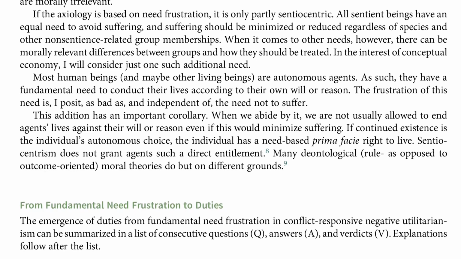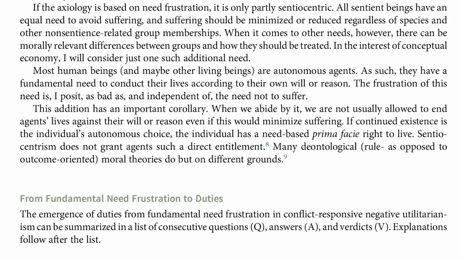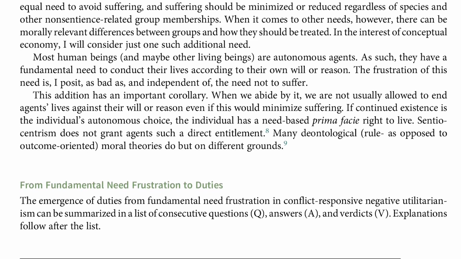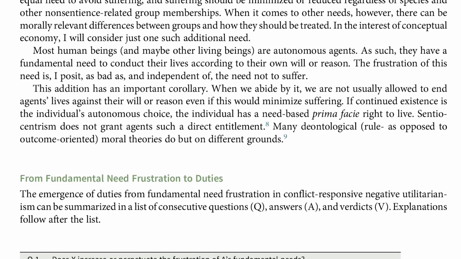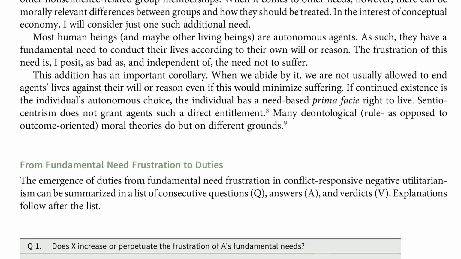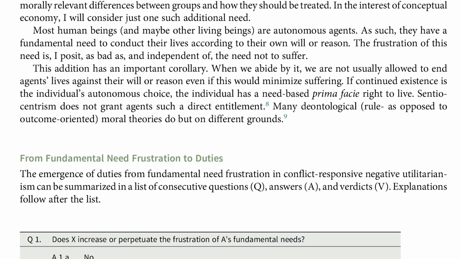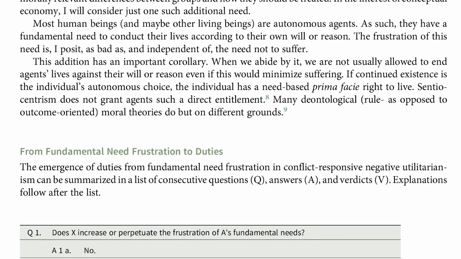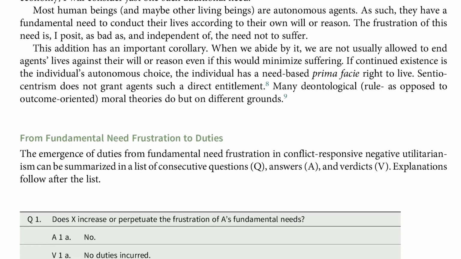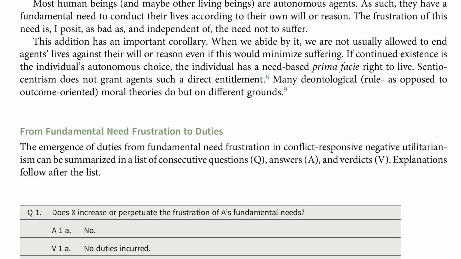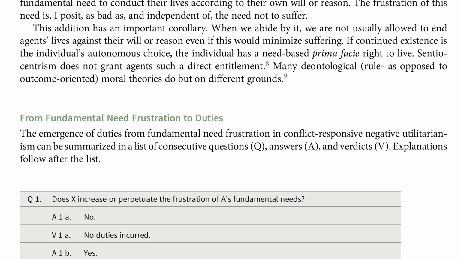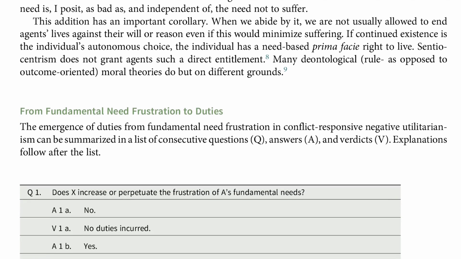Most human beings, and maybe other living beings, are autonomous agents. As such, they have a fundamental need to conduct their lives according to their own will or reason. The frustration of this need is, I posit, as bad as, and independent of, the need not to suffer. This addition has an important corollary. When we abide by it, we are not usually allowed to end agents' lives against their will or reason even if this would minimize suffering. If continued existence is the individual's autonomous choice, the individual has a need-based prima facie right to live.